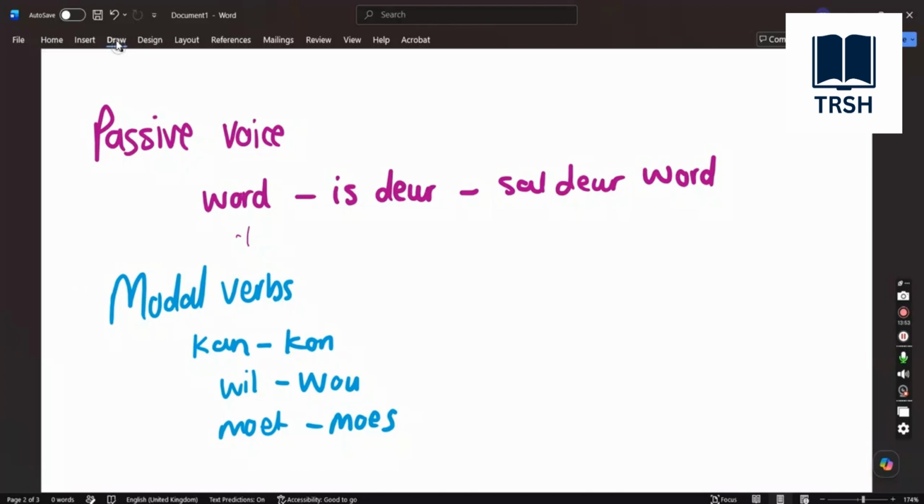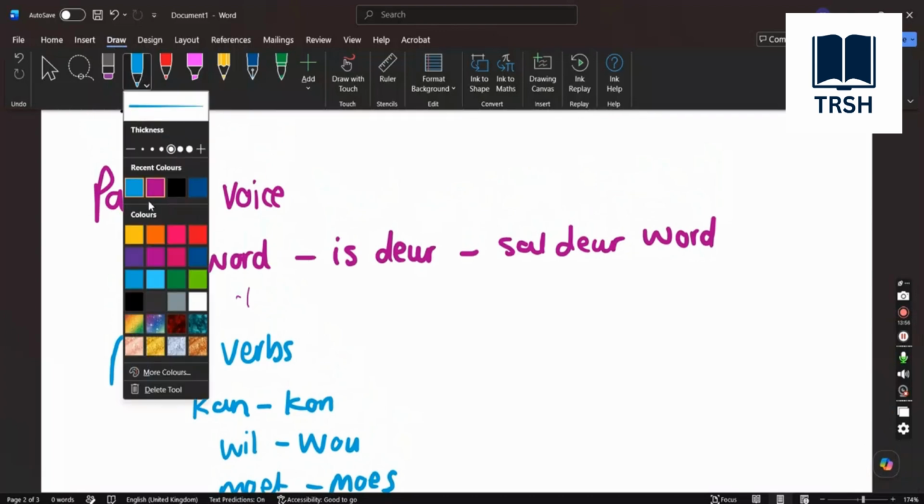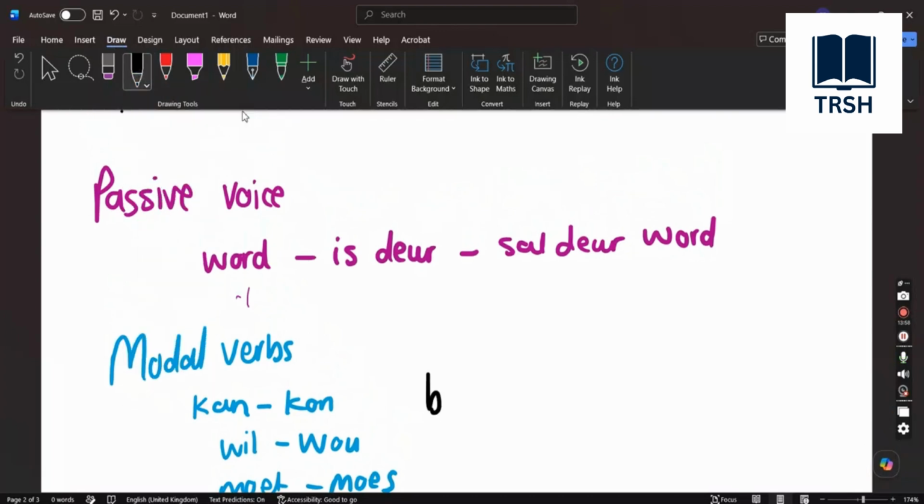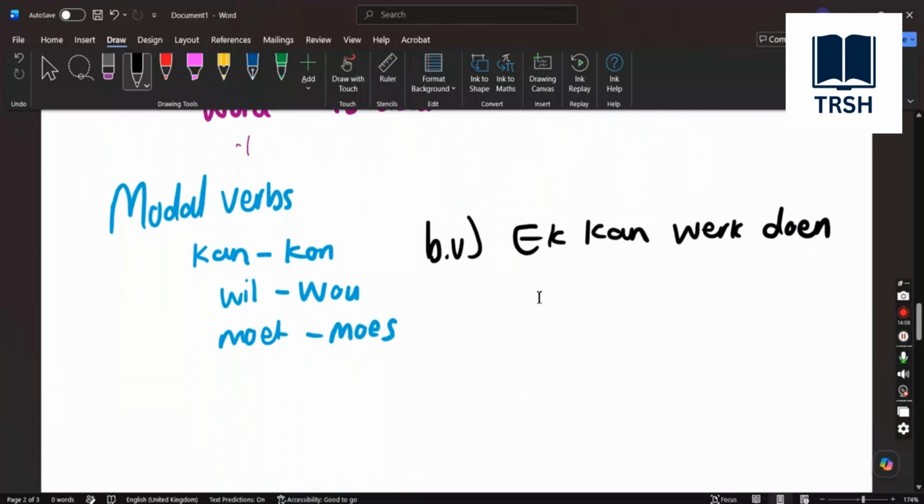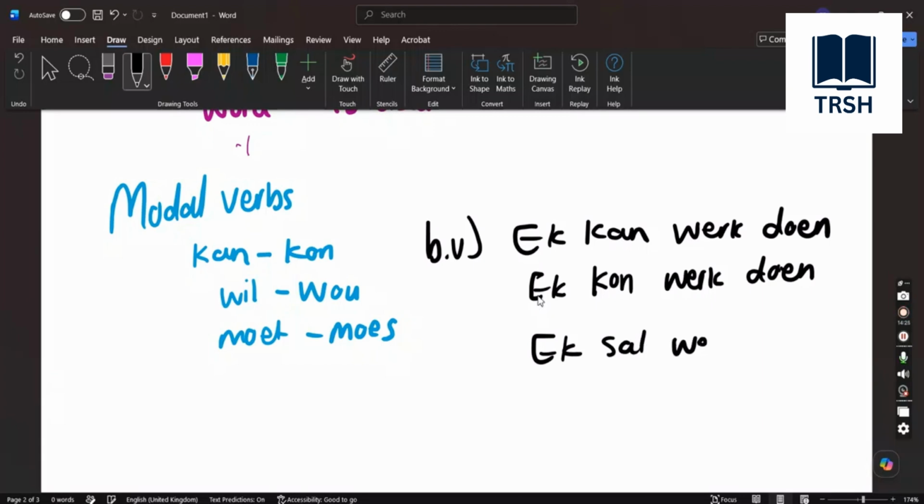So if we look at a full sentence, so let's say bijvoorbeeld, we have ek kan werk doen. So we can already identify that this is in our present tense. How would we write it in our past tense? Okay, ek kon werk doen. So then it changed from kan to kon. Future tense, it will be ek sal werk kan doen.